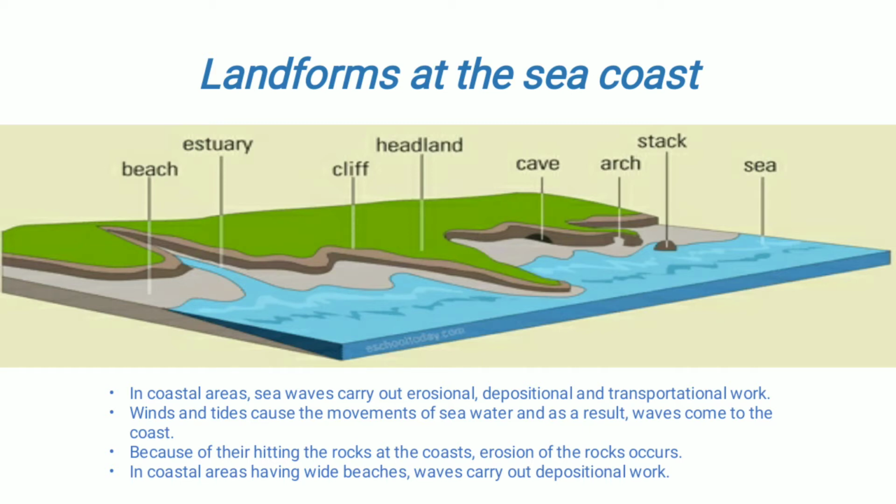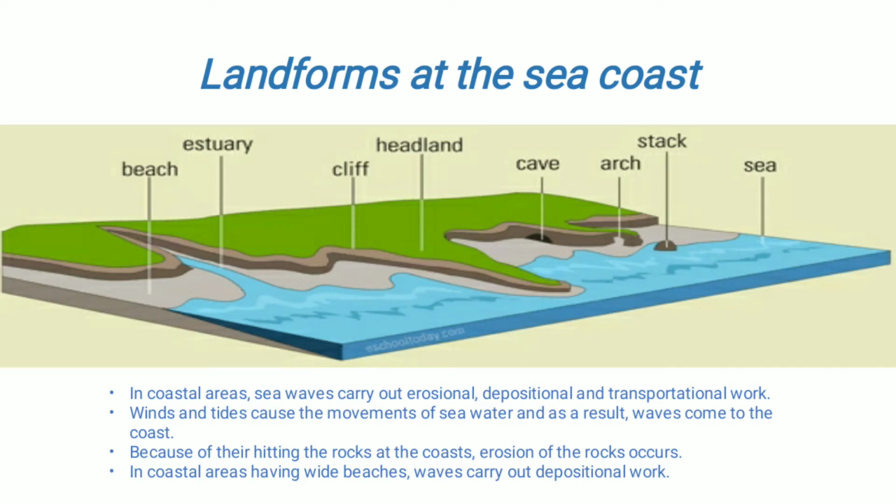So in coastal areas, sea waves carry out erosional, depositional and transportational work just like rivers. When the wave comes, it collects all the material, it wipes it off, and with its speed it carries them away and deposits them on the other side when its speed becomes slower.